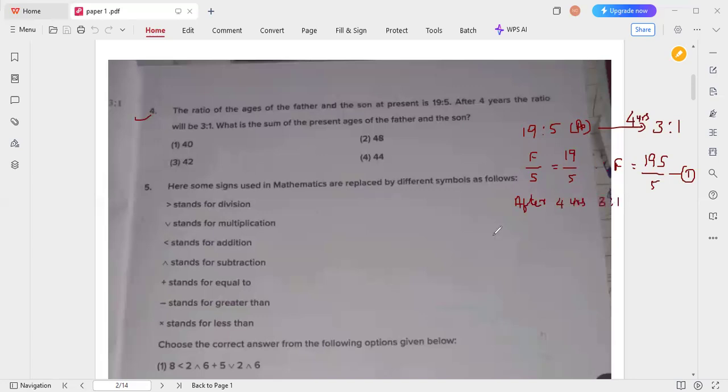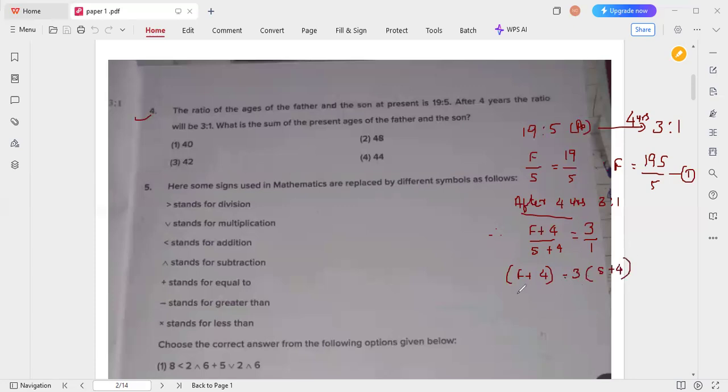Right. So therefore (F + 4) / (S + 4) = 3/1. This is a 3:1 ratio. And why plus 4? Because after 4 years we are calculating the ages. So that's why F + 4. Okay, so just cross multiply this. F + 4 = 3(S + 4).